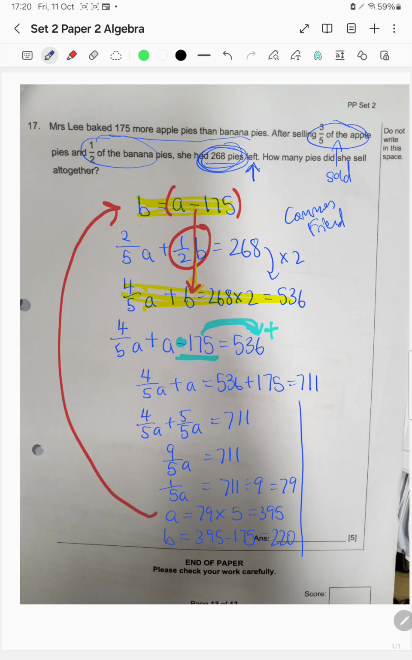Let's go and find all the pies that are sold. For A sold, that will be 3/5 times 395, and if you work it out, you will get 237. B sold will be half of the 220, and that will be 110. Then 237 plus 110 will give you 347, and 347, that's the answer.